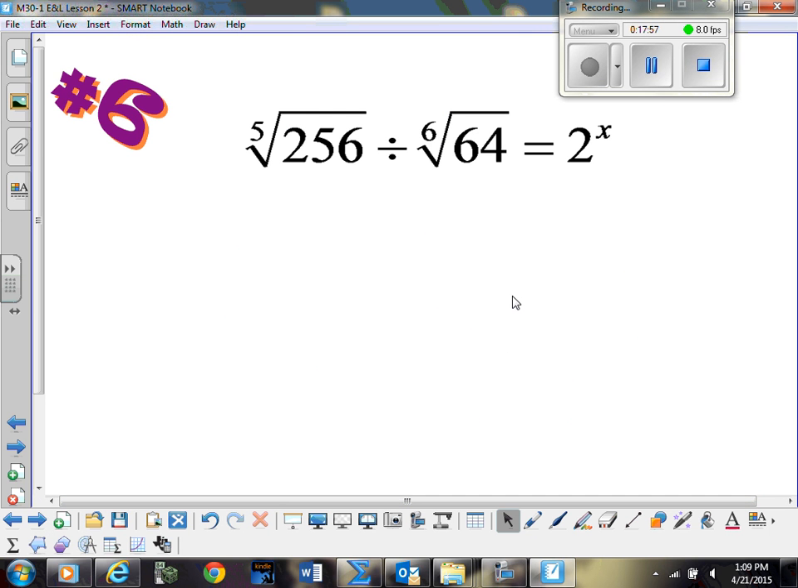Okay, let's try this. 256, 64, dividing. I recognize 64 as a power of 2, and 256, let's check. 2 exponent 6 is 64. 2 exponent 8 is 256. So remember, we can write the roots as our denominators, and that is going to look like, so we said 256 was 2 to the 8.